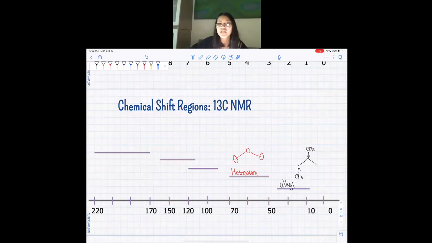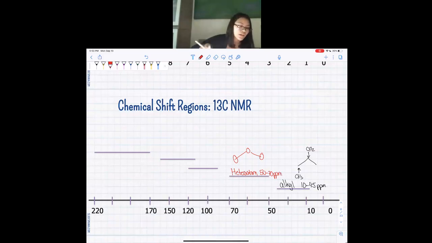Do you want me to write the ppm shifts next to them, or are you fine with just reading the scale? PPM shifts, please. Okay, cool with me. So this is 10 to 45 ppm. This one is 50 to 70 ppm. And I could go back and do it for the HNMR if you want me to.